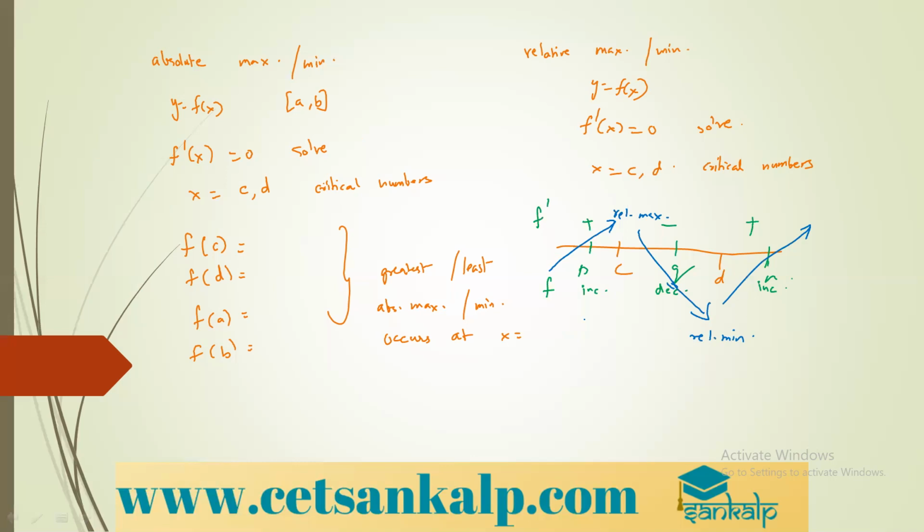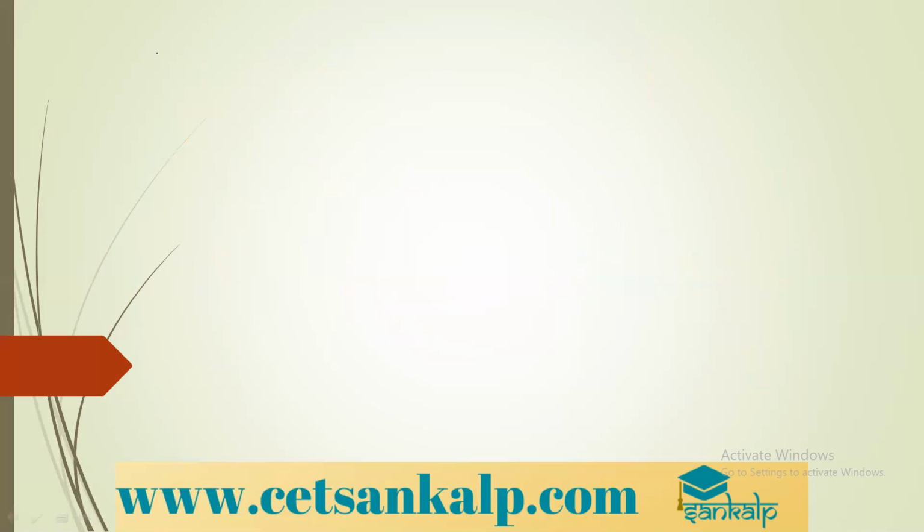Also you can see critical numbers, critical points, critical value, stationary points, stationary numbers, stationary values, all are one and the same. If the second derivative is positive, the function is concave up. If the second derivative is negative, the function is concave down.